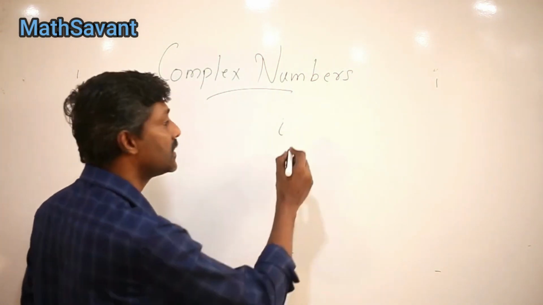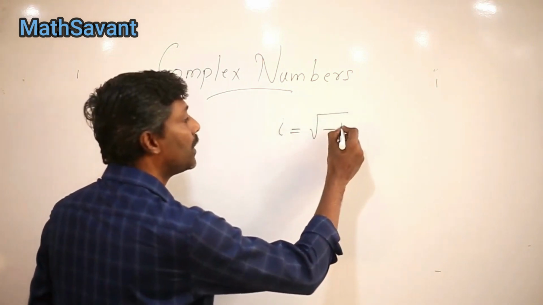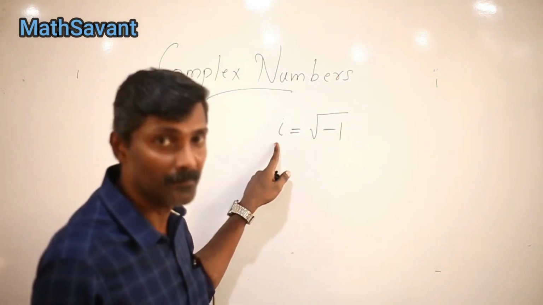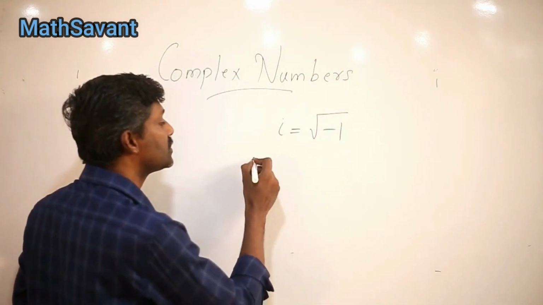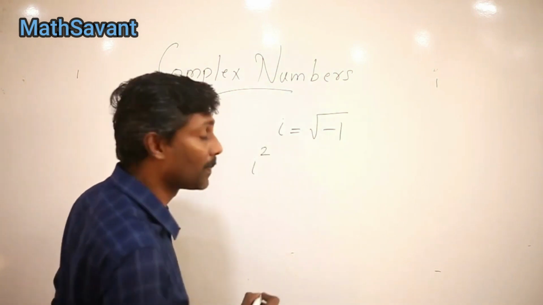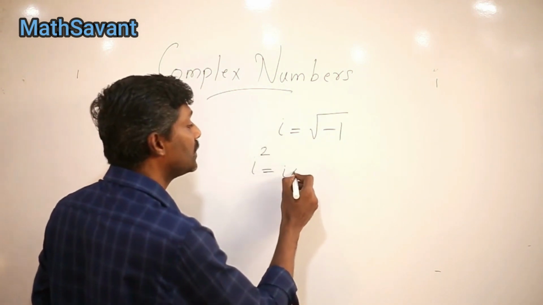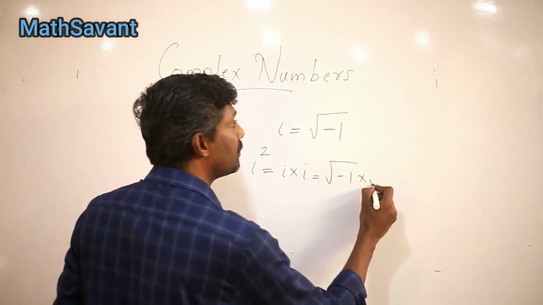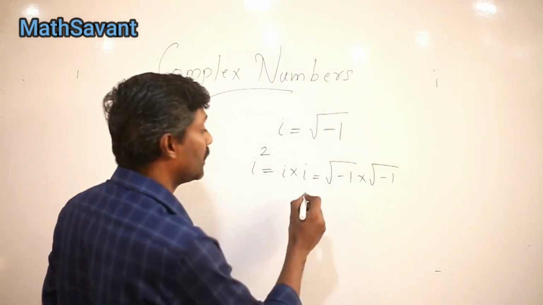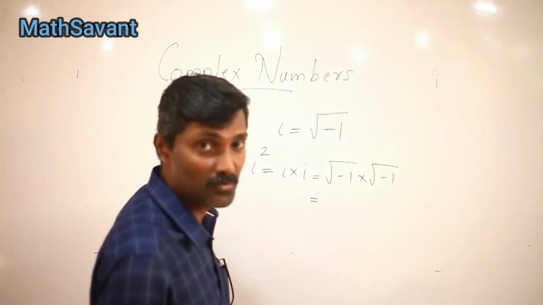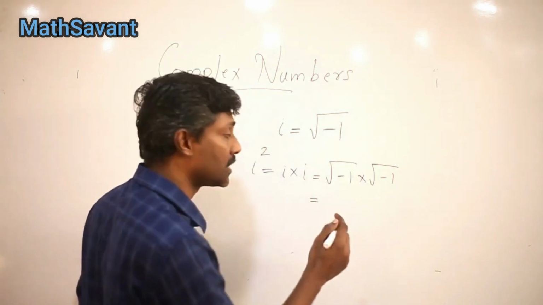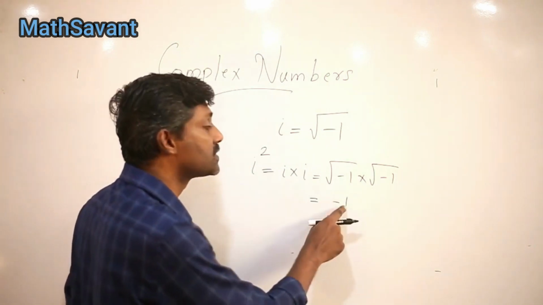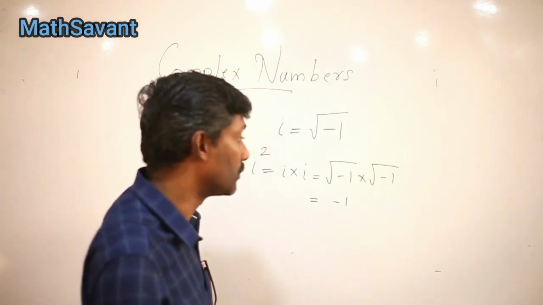I told you i is equal to square root of minus 1, right? So square root of minus 1 is represented by the letter i. Now what do we get when we square i? What is i square? i square is nothing but i into i, that is root of minus 1 into root of minus 1. And what happens when we multiply root of minus 1 with root of minus 1? The root disappears and we get minus 1, right? So you have to remember that the value of i square is minus 1. Very important in solving problems, okay?